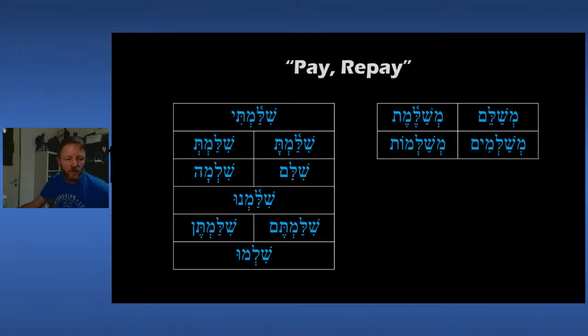I don't know. I don't see a reason, but shilam is the form. We're going to see it on others too, where instead of the e in the second syllable, it has a throughout. So shilem or shilam means he paid, he repaid, he compensated, because the idea is you owe something and you make it whole. Shalom, shalem, whole, complete.